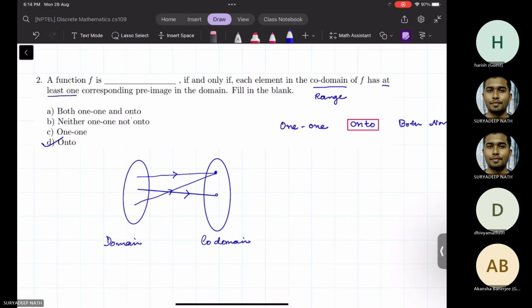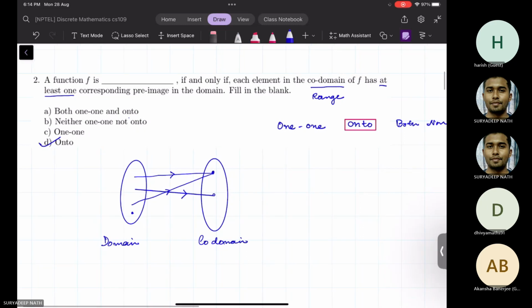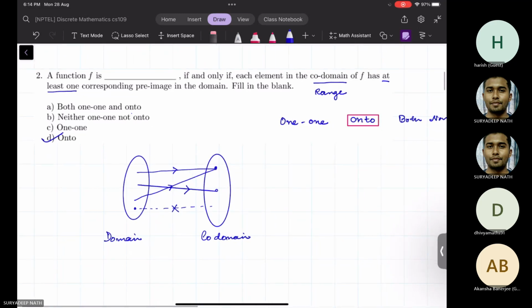So we cannot tell it is one-one because it might be that there is some element in the domain which has no mapping in the codomain. So in such a case, it cannot be a function that is one-one. But it is still an onto function. So option D is the right answer for this question.